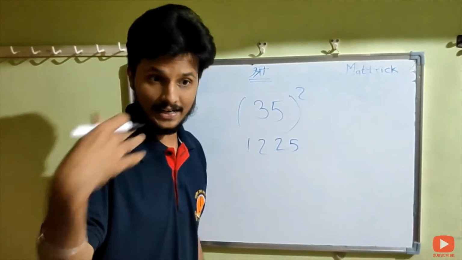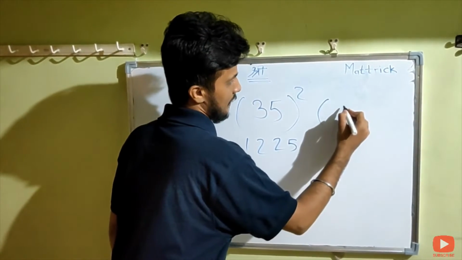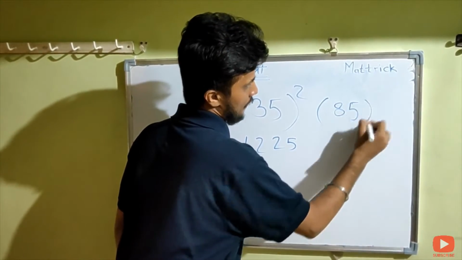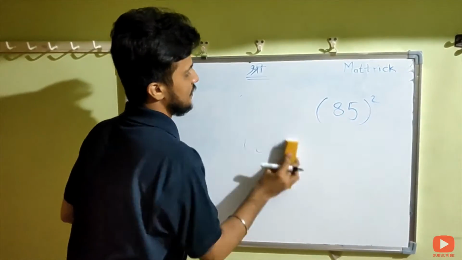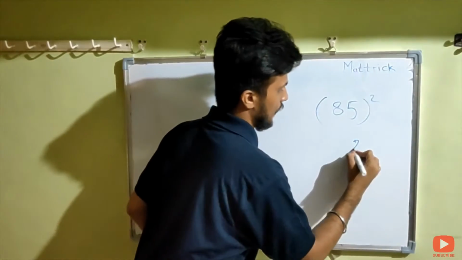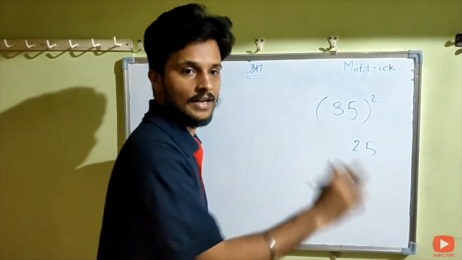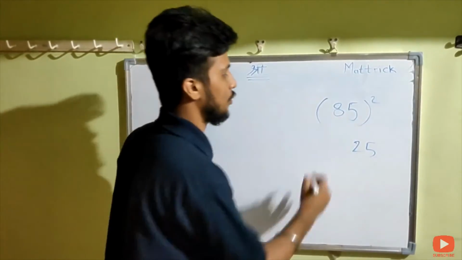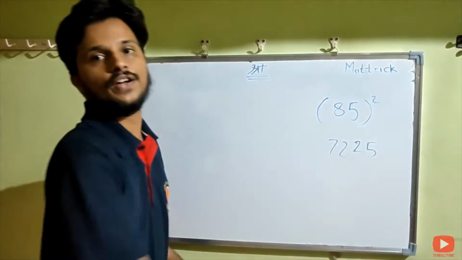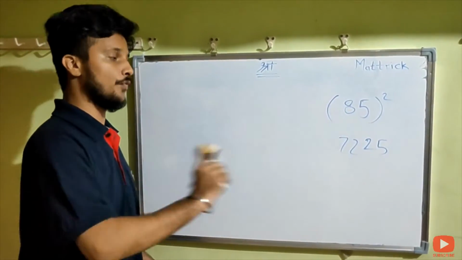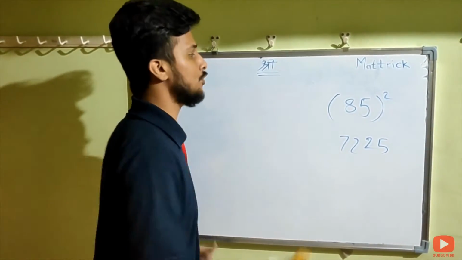Let's take another example. Let's say we want to calculate the square of 85. What is the square of 5 again? It is 25. And what comes after 8? 9. So 8 9s are 72. So that is the square of 85. Like that you can calculate the square of any number having 5 at its unit place.